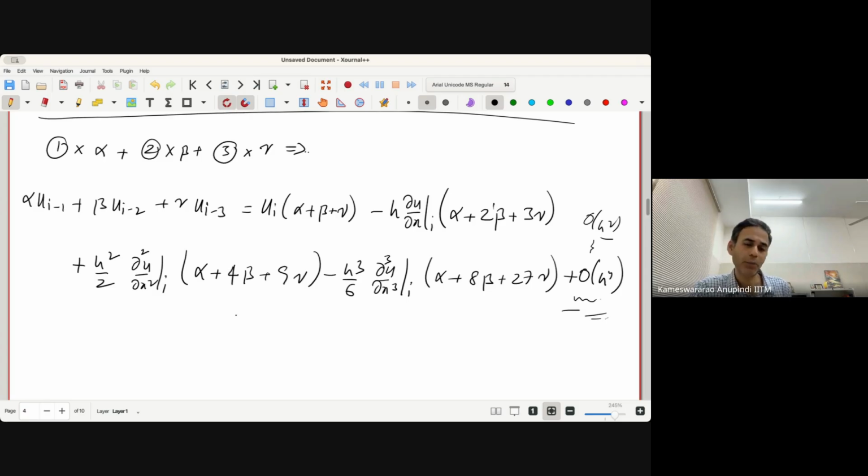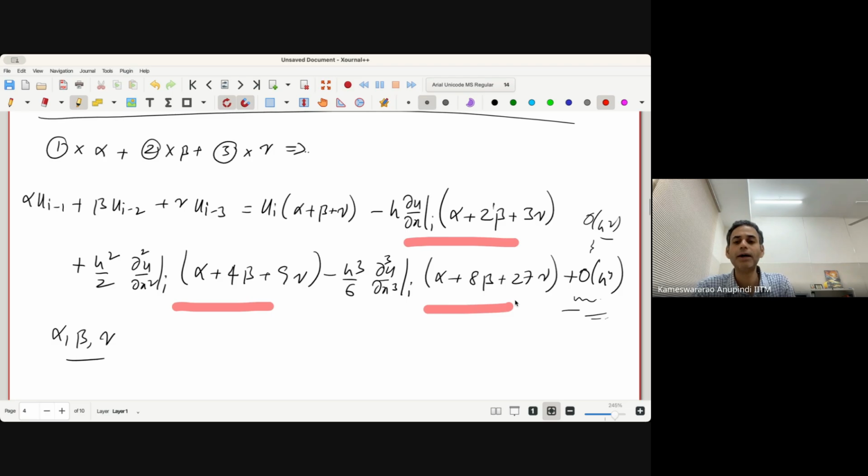On top of that, we have only 3 free parameters, that is alpha, beta, and gamma. I would need these three parameters to be calculated from the 3 equations I have, right? That means I want to set the coefficient of dou square u by dou x square equal to 1. That is one equation I would get.